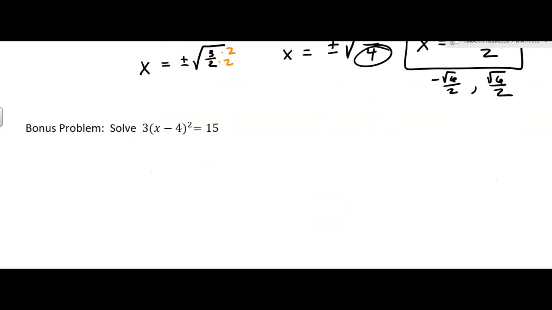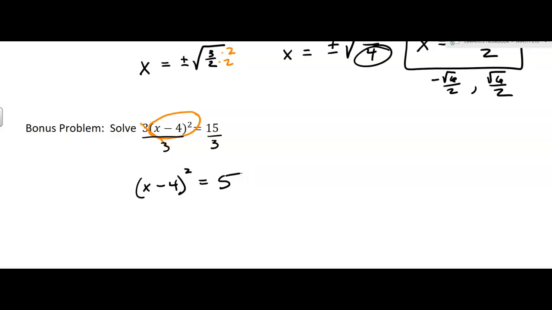I see the x, I see the square. I don't need that 3 there. I could divide both sides by 3. Why am I doing that? How do I know? I want to get the squared part by itself, so then I can take the square root of both sides. So I want to get these 3's out of here. I divide both sides by 3, and I get x minus 4 squared equals 5.